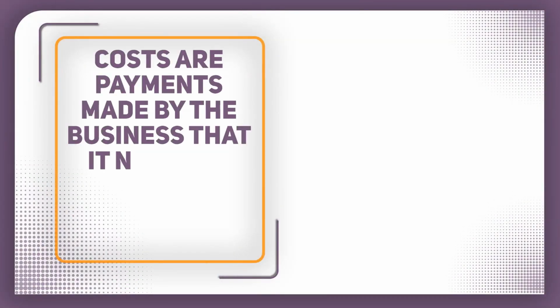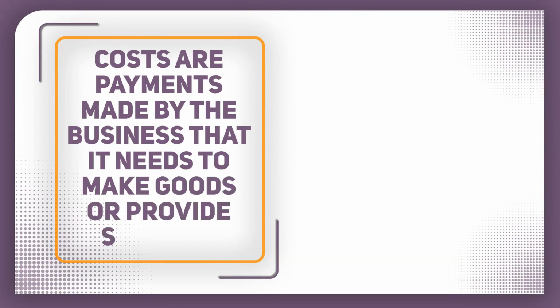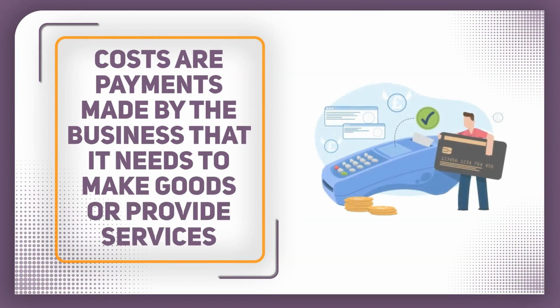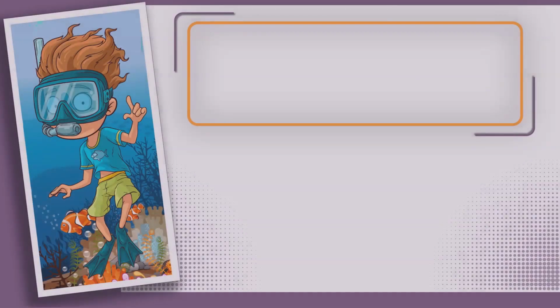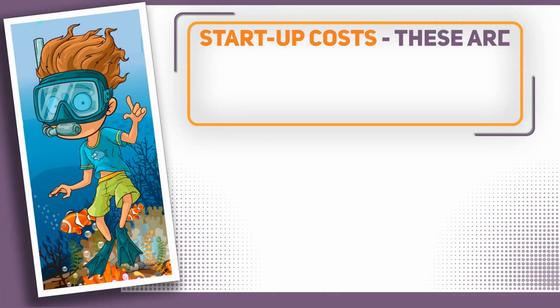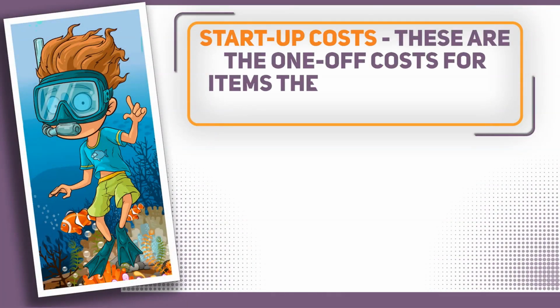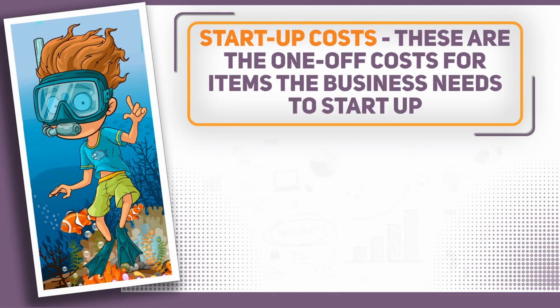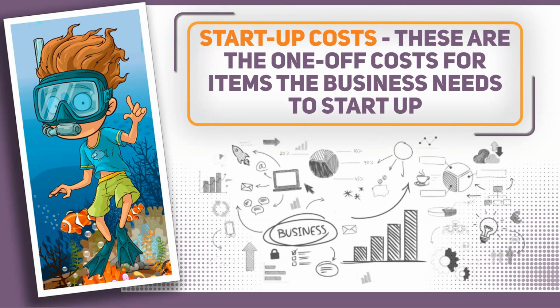Next, we need to look at costs. Costs are payments made by the business that it needs to make goods or provide services. There are a few different ways that costs can be classified. Firstly, there are startup costs. These are the one-off costs for items that the business needs to start up. When Josh set up Hidden Depths, he had to pay for a website, buy diving equipment, and create publicity materials such as flyers so that people knew his diving school was about to open and where it was.